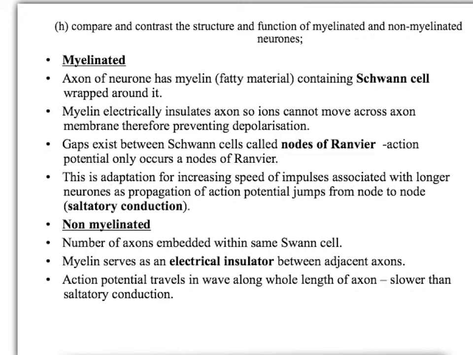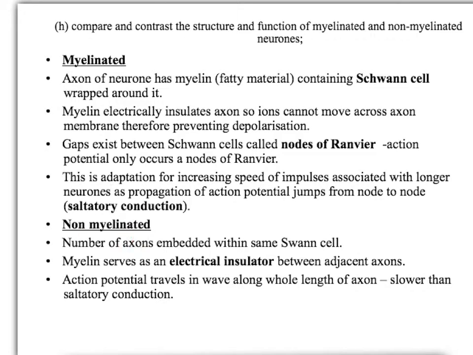This last slide reiterates what we've already said on a number of the other slides, but it says compare and contrast the structure and function of myelinated and non-myelinated neurons. So I won't go through the myelinated one any further than I've already done, because it's covering things we've already talked about, things like Schwann cells, nodes of Ranvier, and the idea of saltatory conduction. So we talked about that.